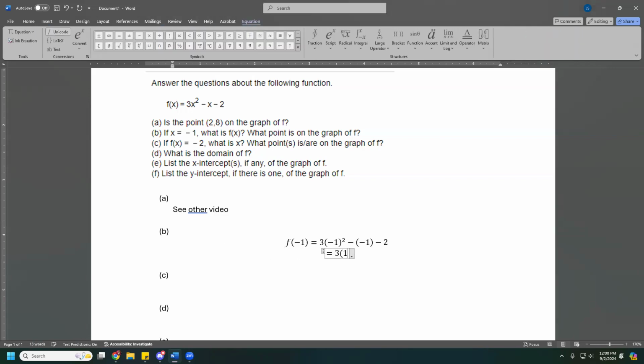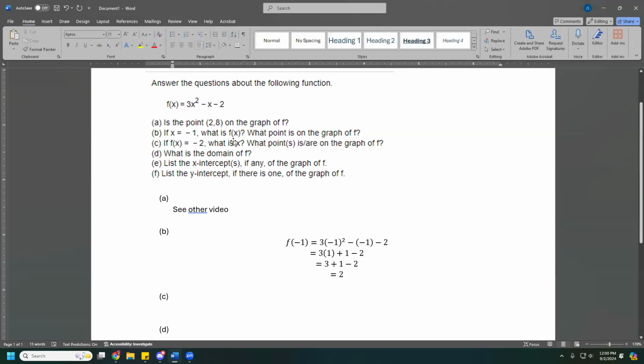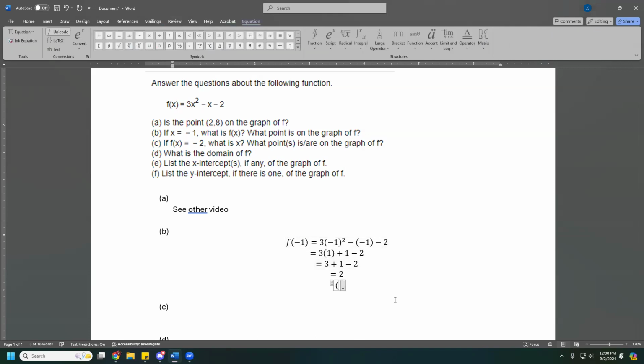-1 times -1 is +1. Negative times the -1 is +1, and then minus 2. So this is going to end up being 3 plus 1 minus 2. In other words, 4 minus 2, that gives me the value 2. So when I plug in -1, it spits out 2. So my point would be written as (-1, 2).